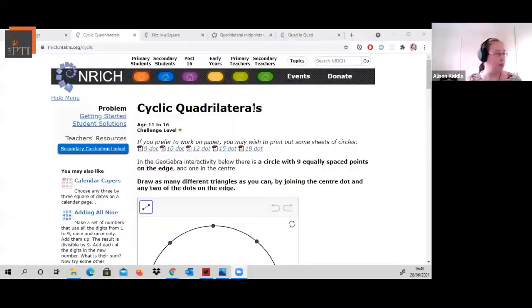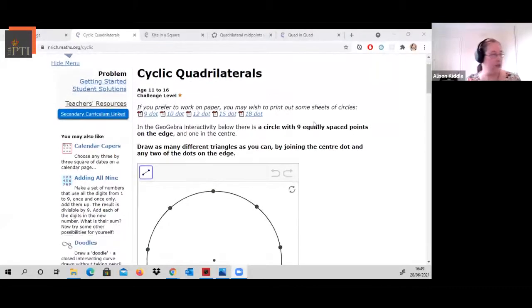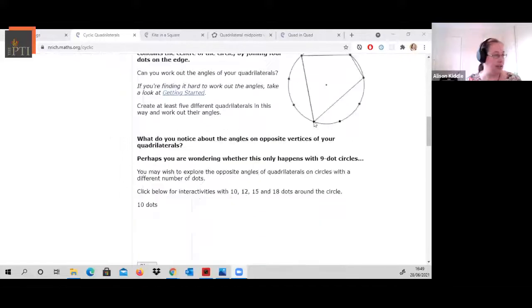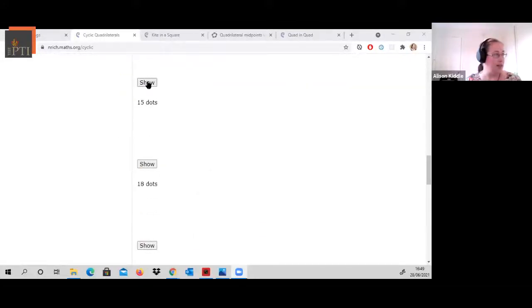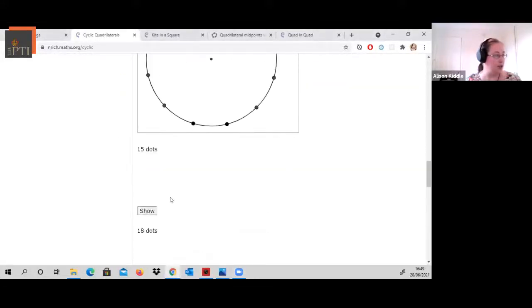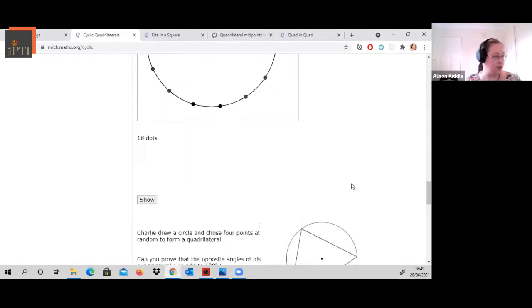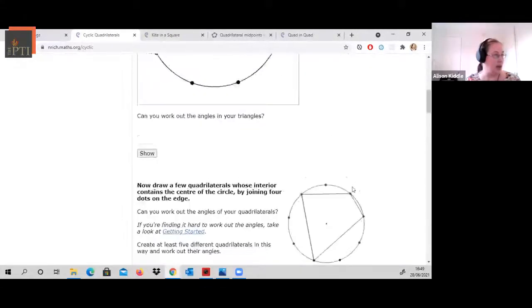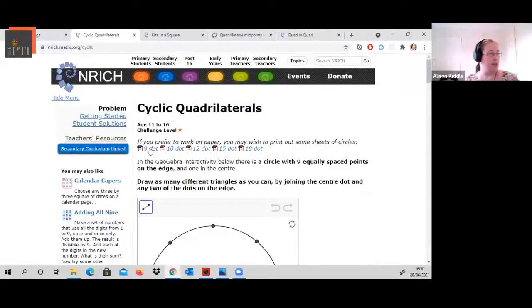Okay. So if I share the problem on the site, everything that we've just gone through is all here within the problem, and there are interactive versions for the different circles. You can also, and there are links to them, print out the 9-dot circle, the 10-dot circle, and so on from this page. And there are links in the teacher's resources to other tasks for other circle theorems.